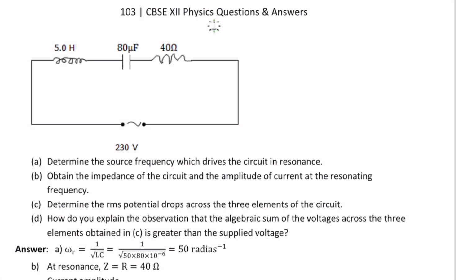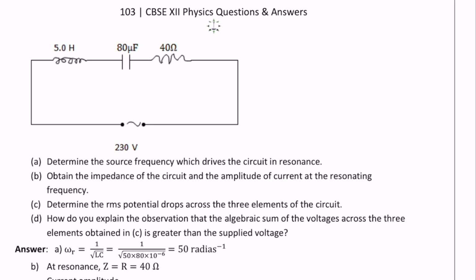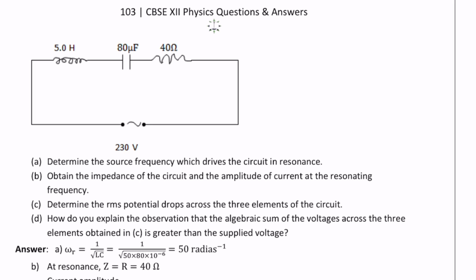We have inductance 5 Henry, capacitance 80 microfarad, and 40 ohm is the resistance. Determine the source frequency. So what is the source frequency which drives the circuit in resonance?